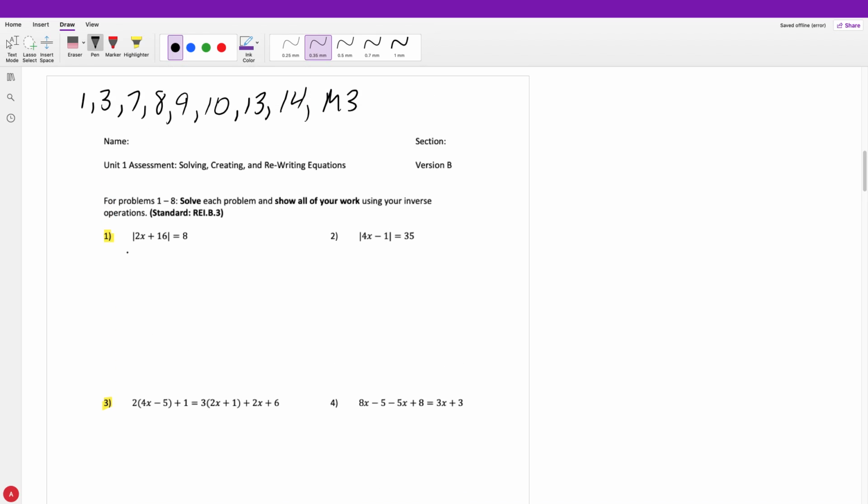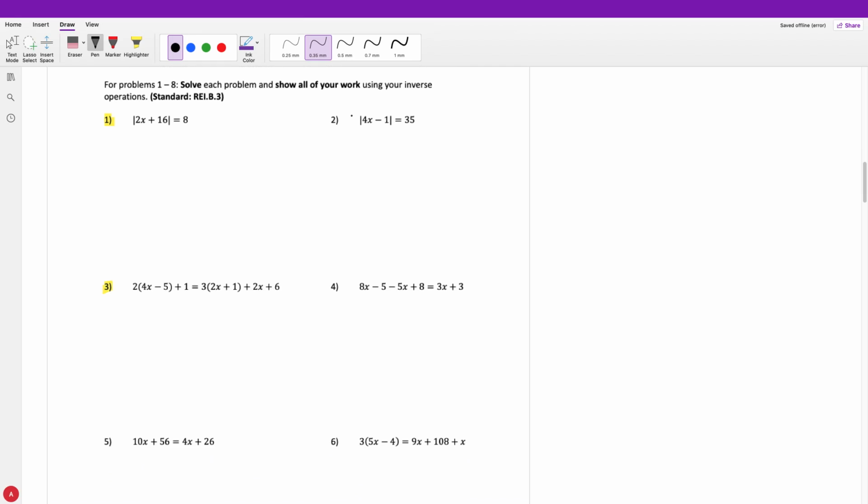All right, and these are the questions I'm going to go through: 1, 3, 7, 8, 9, 10, 13, 14, and I normally won't go over mastery questions, but I'm going to go over one of them from this test today. All right, so for question number one, we're asked to solve the absolute value of 2x plus 16 is equal to 8.